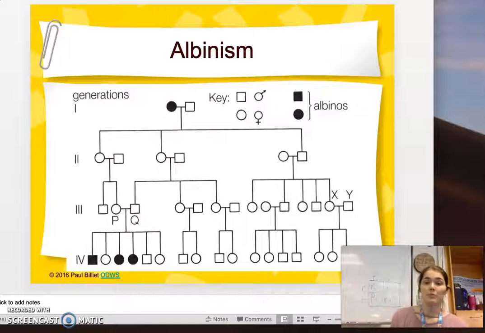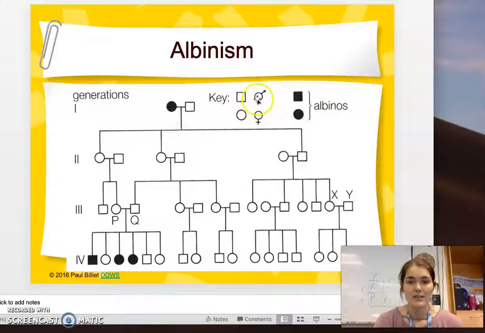If we look at being albino, let's say it's a recessive trait. We have one parent who's albino, one parent who's not. This is the symbol for male and female, but also just squares are male and circles are female. They have 1, 2, 3 kids. None of their kids are albino.